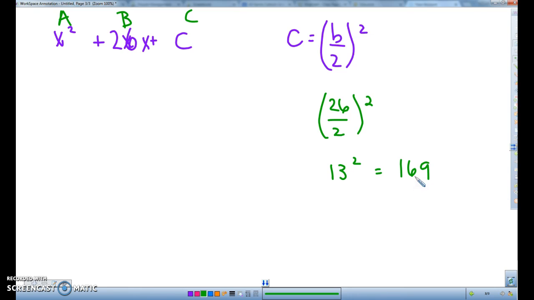And again, having these squares memorized makes this really, really fast. So that c I want this time is 169. Try this next one on your own. If we have x squared plus 17x plus c.